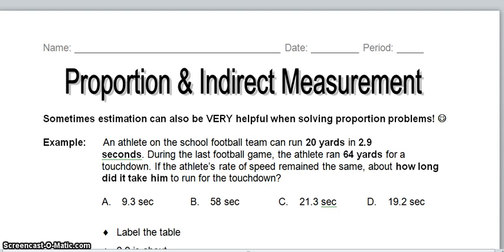Hi class, today we are going to learn about proportion and indirect measurement. Sometimes in life we can't measure things because they're too tall, like buildings or flagpoles or trees. We can estimate them using proportions and indirect measurement.